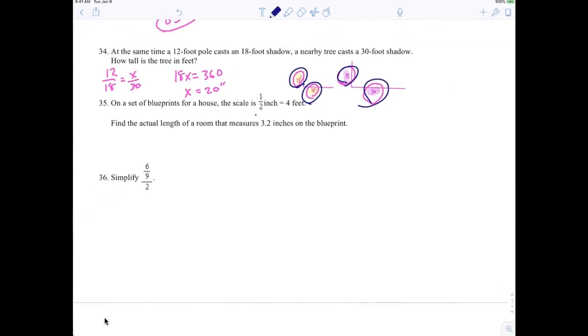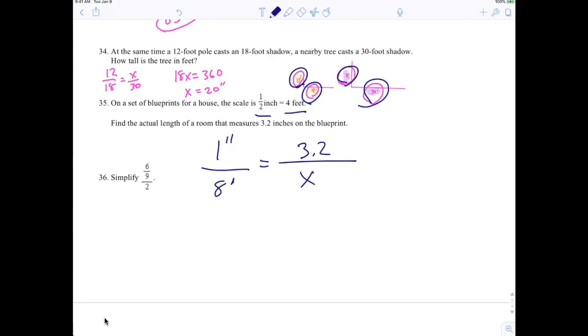Okay, a half an inch is equal to 4 feet. So instead of doing a half inch is equal to 4 feet, it might be easier just to say that 1 inch is equal to 8. Everybody think about that now. So we don't have to worry about it. We just say 1 inch is to what? 8 feet. Now I have 3.2 inches. Where does the 3.2 go? On the top. 3.2 over x.